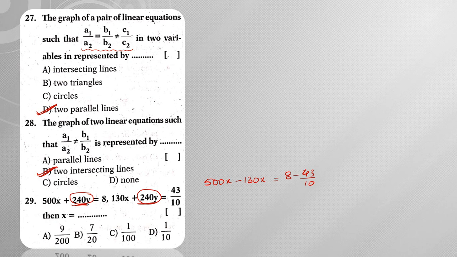So 500 minus 130, that means 370x is equal to, so 8 tens are 80, 80 minus 43 is 37 by 10. So here 37 in 370 goes 10 times. Then x is equal to 1 by 10 into 10, which is nothing but 1 by 100. So hence the answer is 1 by 100.